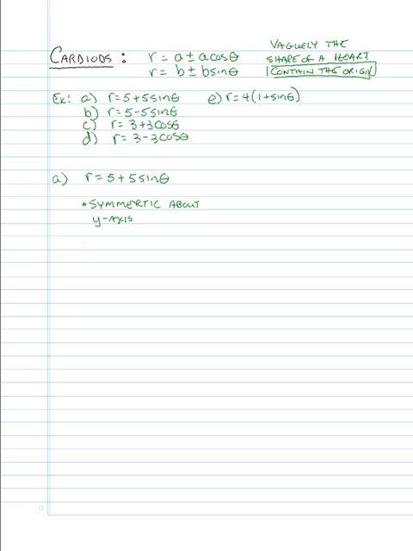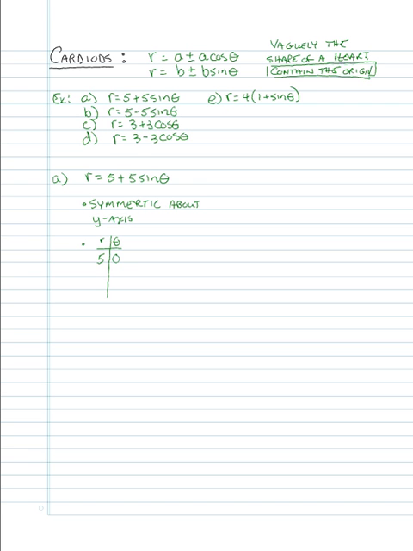Okay. Now, I'm just going to plot a few points, and I'm assuming we're going to make the assumption that we understand this is vaguely heart-shaped. That should have come from dealing with polar equations earlier. So we'll plot some points. Suppose we let theta be equal to 0 here. Well, if theta is equal to 0, then r would be 5 plus 5 times sine of 0. And sine of 0 is 0, so r will be 5.